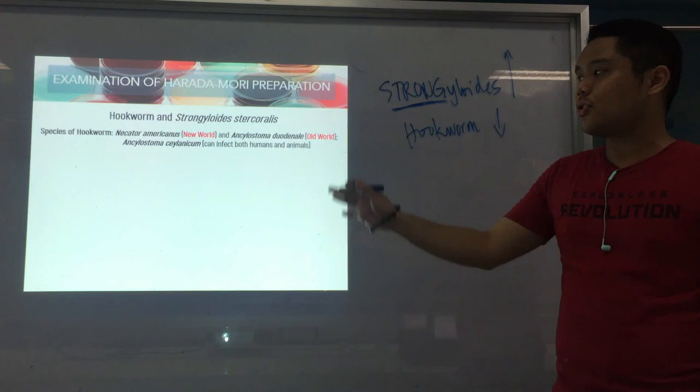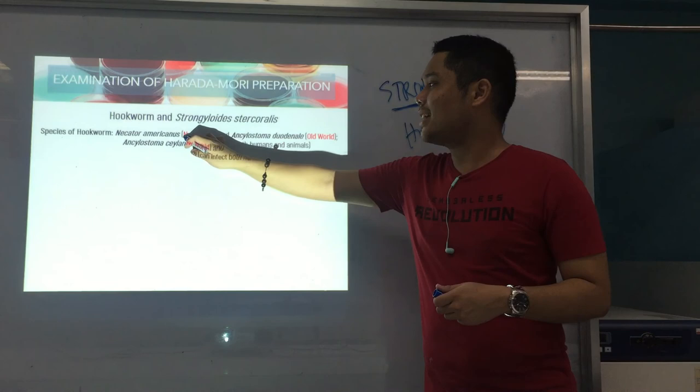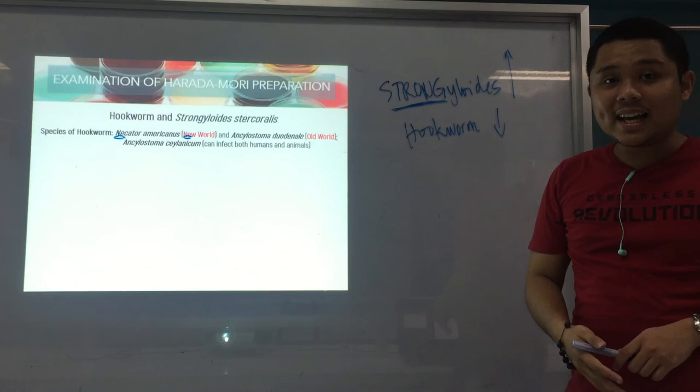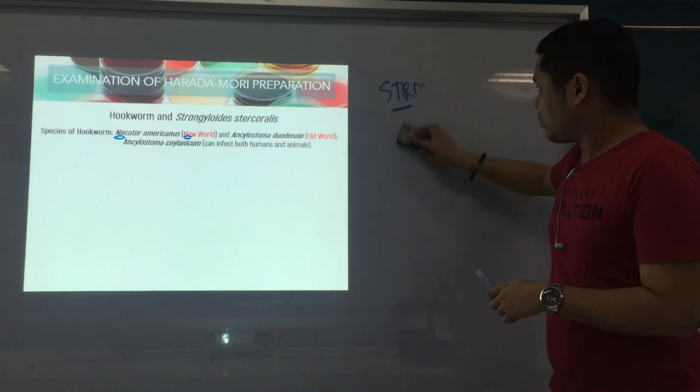Alright. So again, species of hookworm that can cause infection to man, you have Necator americanus, or your New World, right? I've mentioned how to remember that. Basta, whoever has the letter N, Necator, is also the New World. Of course, Ancylostoma duodenale, which is your Old World hookworm. Okay. And lastly, you have Ancylostoma ceylanicum.